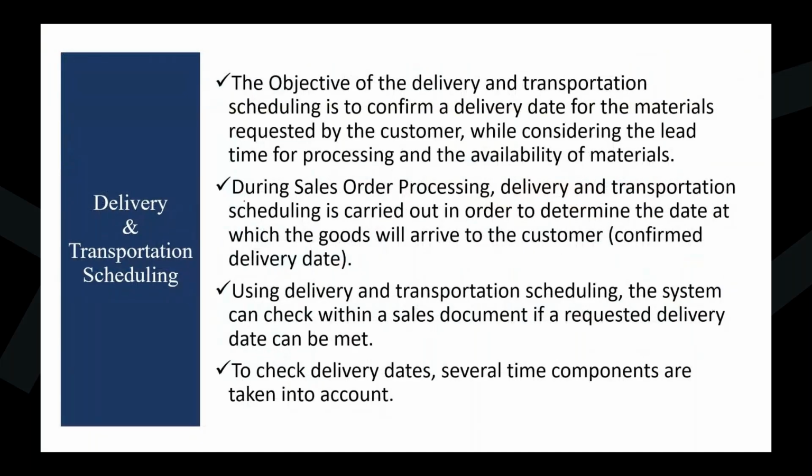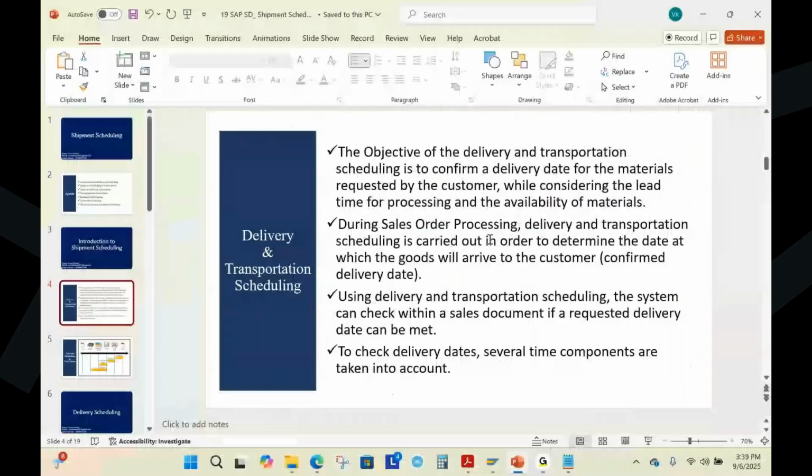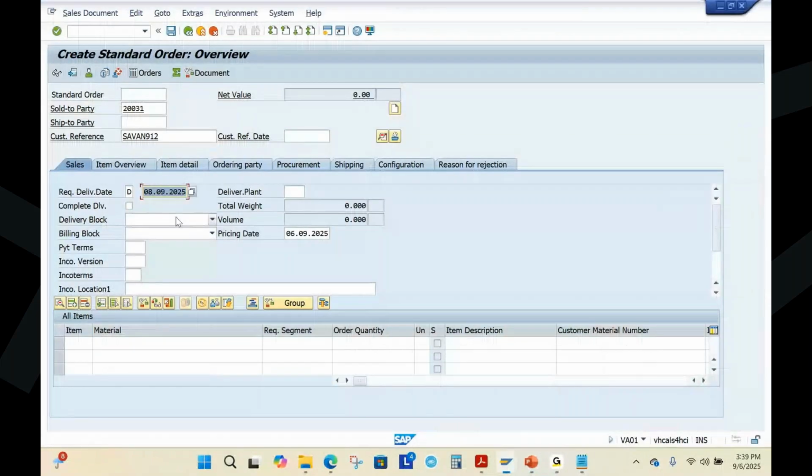During sales order processing, delivery and transportation scheduling is carried out in order to determine the date at which the goods will arrive to the customer. Confirmed delivery date. So what this scheduling function does is determine on which date you can deliver the product to the customer.